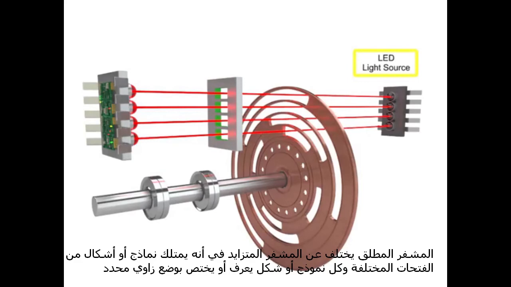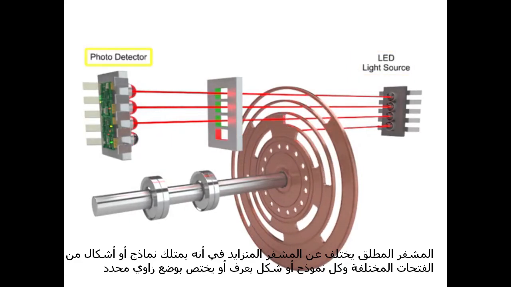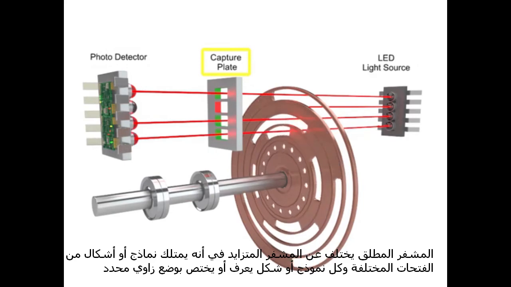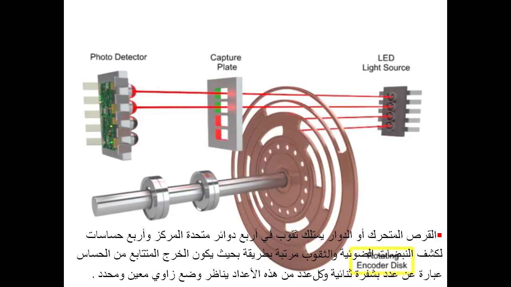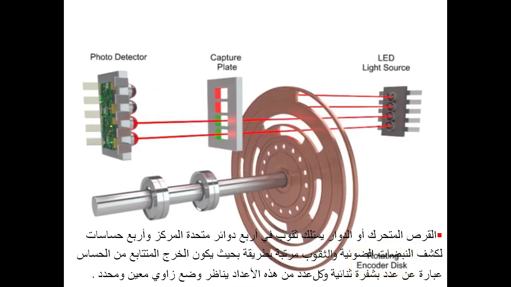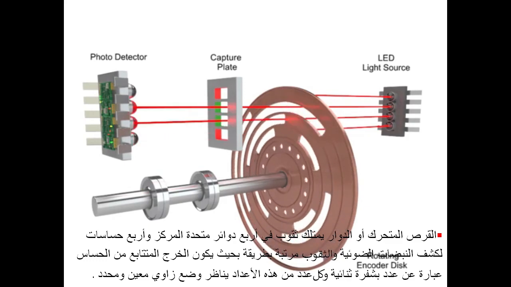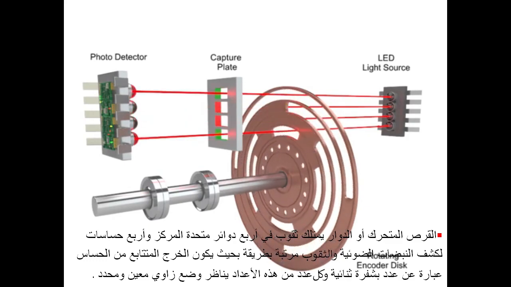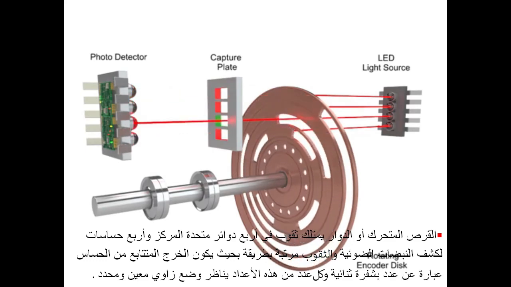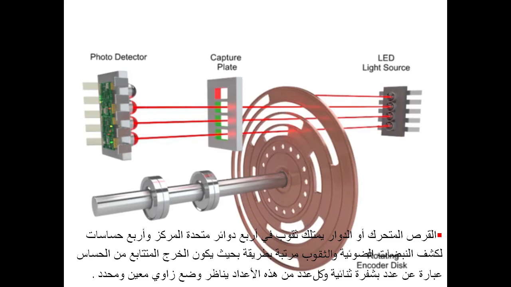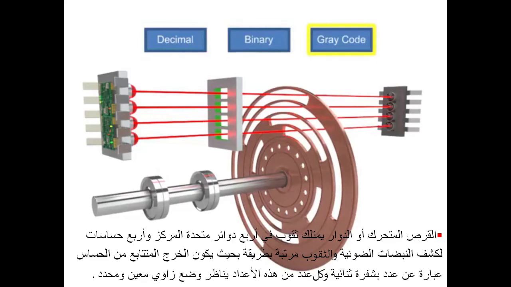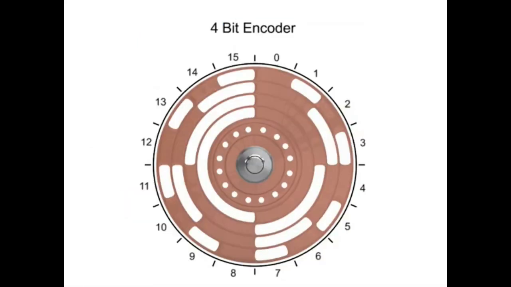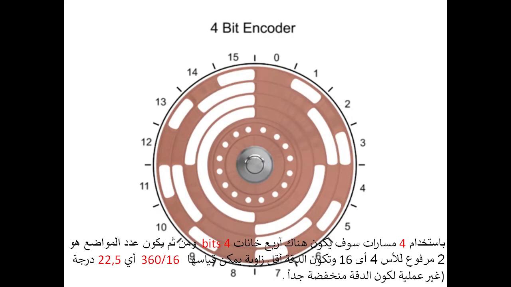A light source located on the opposite side of the photocells passes light through a capture plate. As the encoder disc rotates, light is either transmitted or blocked according to the pattern. The received light provides a 4-bit word that indicates the position of the actuator or device the encoder is mounted to. The most common types of numerical encoding are decimal, binary, and gray code. In a 4-bit encoder, there are 16 unique combinations or numeric codes, one every 22.5 degrees.